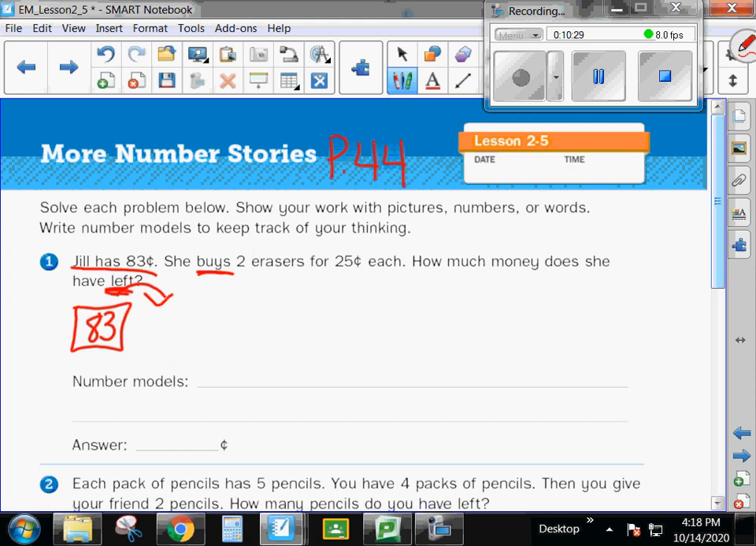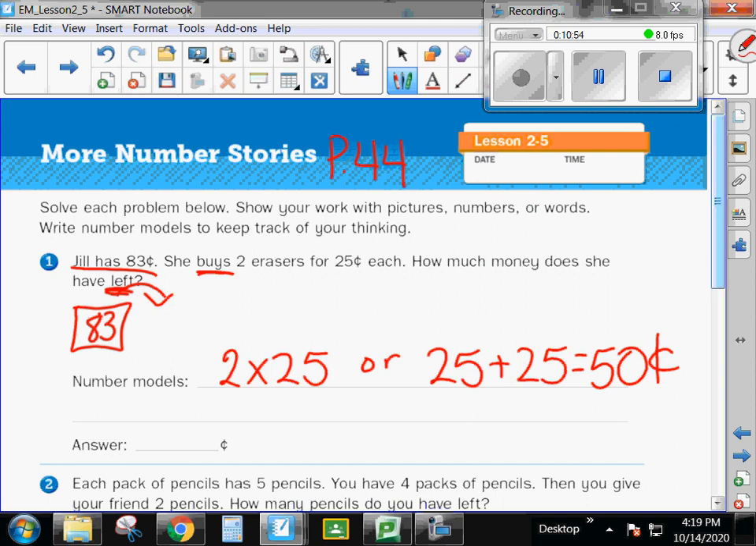Well, before I can subtract, it says she buys 2 erasers for 25 cents each. First, I have to figure out what that is altogether. So I need to either do 2 groups of 25, or I could say 25 plus 25. So first I need to find out how much money she spent. So I'm going to add together these erasers. That way I know how much she spent. Now I can take that money out of her pocket.